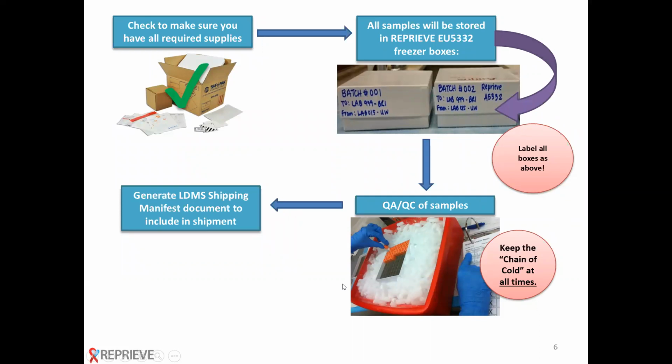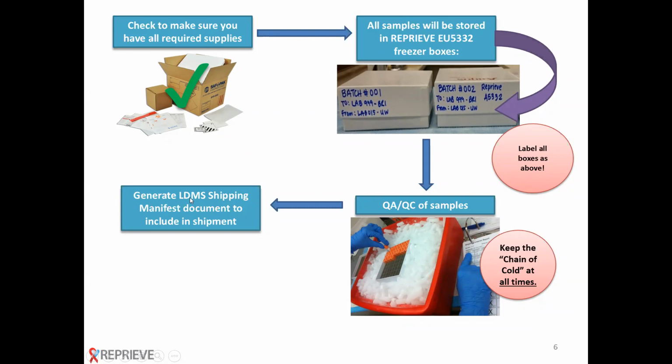Let's start at the top left here. We have our supplies from World Courier. And then we have our labeled freezer boxes. So we have our shipment number, our destination lab 999, and the sending lab information. You see that written in marker on the box tops here. In the bottom right-hand corner, the QA/QC of shipments, there we see that dry ice bath with the box nested in there to maintain that chain of cold, maintain the viability of the samples, maintain their temperature.